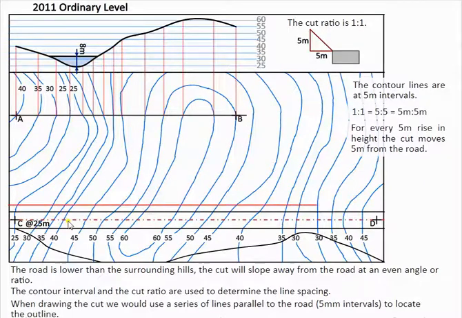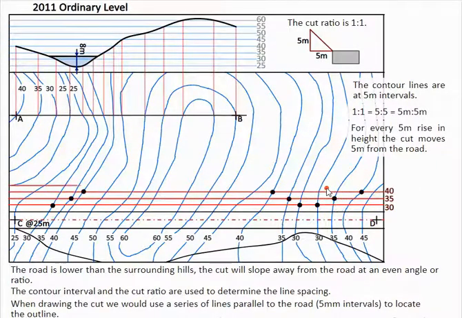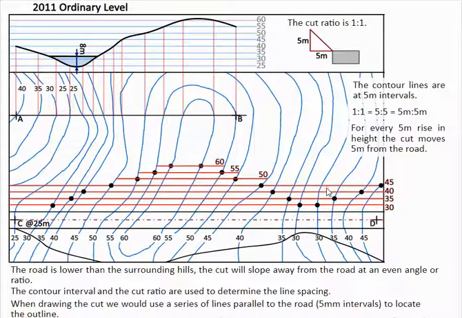Now the road is 25, so our first line out is 30, because all the land is getting higher than the road, so it has to be going up the way. So our first line is 30, that gives us 3 points, and then we move on to 35, and so on all the way out as far as 60 in this question.